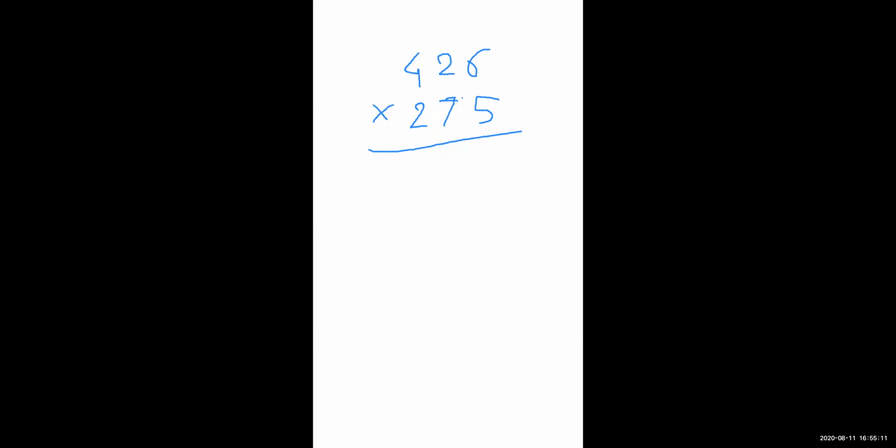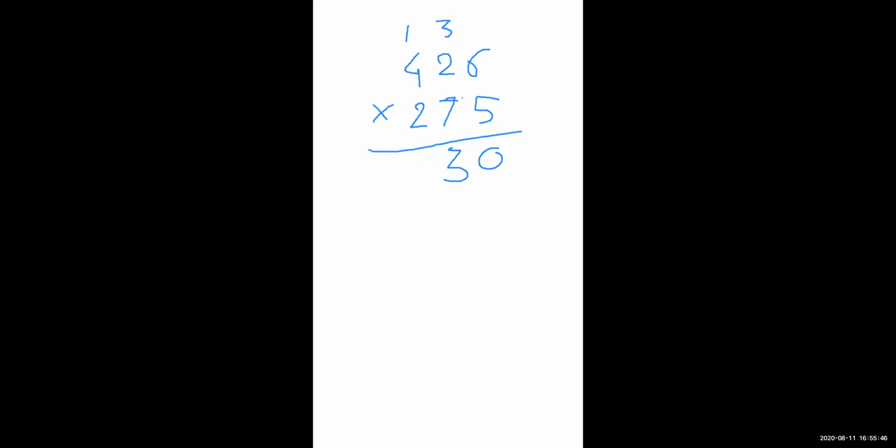So let's take the first number, that is 426, and multiply it by 5 units. Here is a 5 unit. So multiply it by 5 units. Let's multiply. Count 5 table. 5 6s are 30. 30 is 0, 3 goes to carry. 5 2s are 10. 10 plus 3 is 13. 13 is 3, 1 goes to carry.